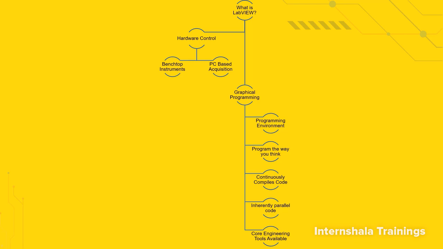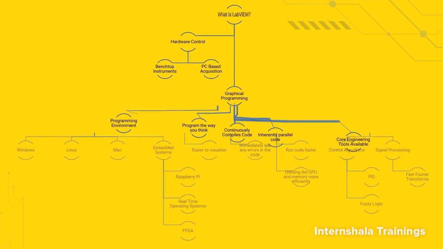We can continuously compile code, which makes developing software much quicker than more traditional programming languages. The code is inherently parallel, which means LabVIEW code can actually be more efficient than code written in other languages. And within the graphical programming environment of LabVIEW, there are lots of core engineering tools available.